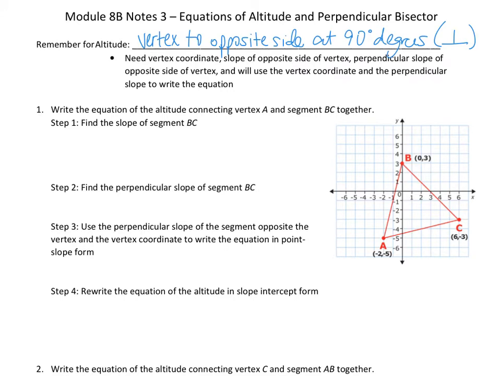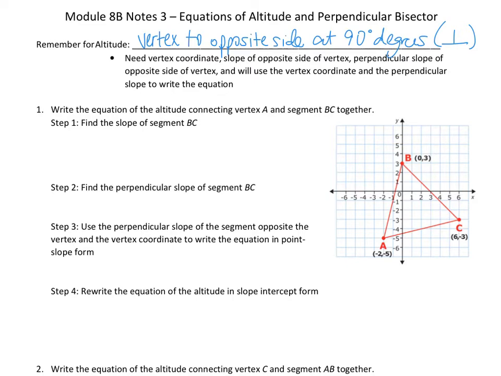So one of the things that we are going to need to do is find that vertex coordinate from our picture. We will need to find the slope of the opposite side, because if it needs to be perpendicular, we need the slope of that opposite side so we can change our slope and know the perpendicular slope. Then we will use the vertex coordinate and that perpendicular slope to write our equation, because the vertex is the only coordinate we know that will be in our line.